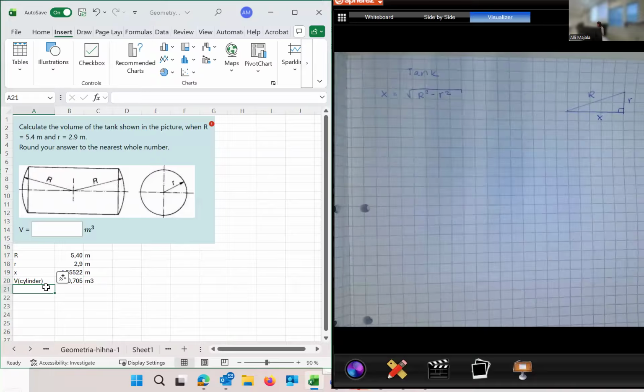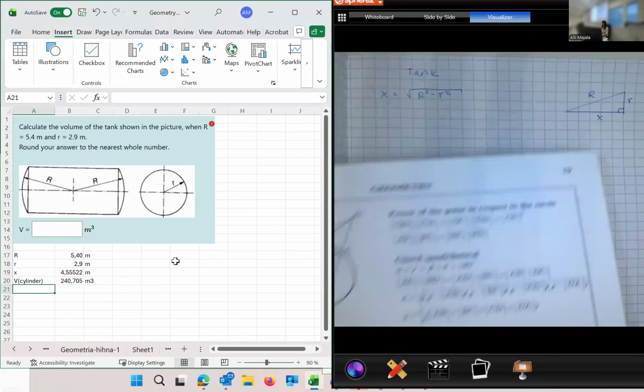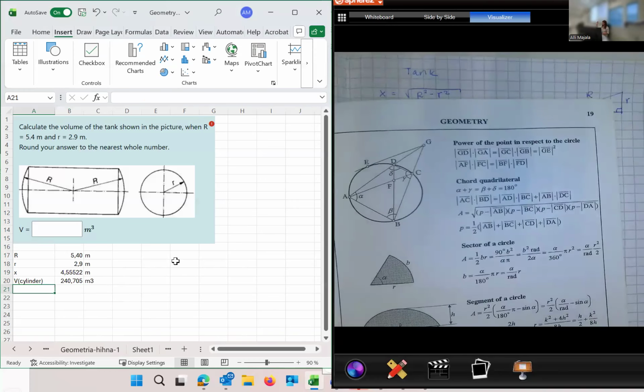Okay, and then now I have to start with the volume of the heads. And then I just check from my equation book what information I would need there. There's one.